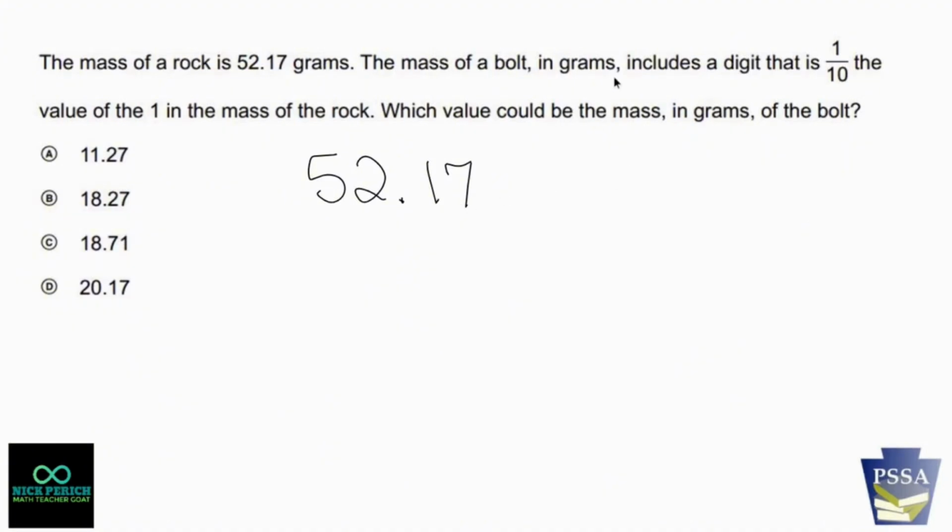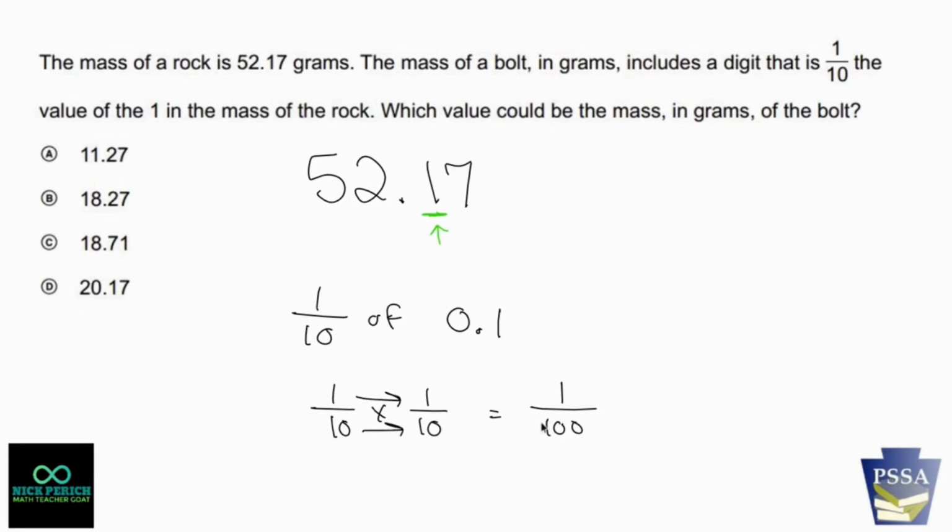The question says we need 1/10 of the 1 in the rock's mass. So we need to find out where the 1 in the rock's mass is, and it's right there in the tenths place. So we need to find 1/10 of 1/10. If I wanted to multiply it out as a fraction, 1/10 times 1/10, when you multiply fractions together, gives you 1/100th. Multiply the numerators, multiply the denominators, and you get 1/100th.